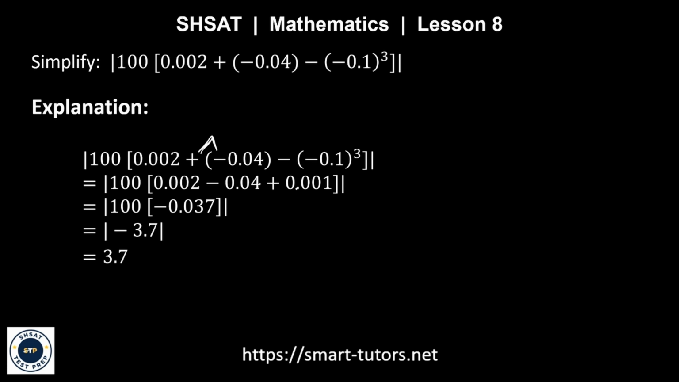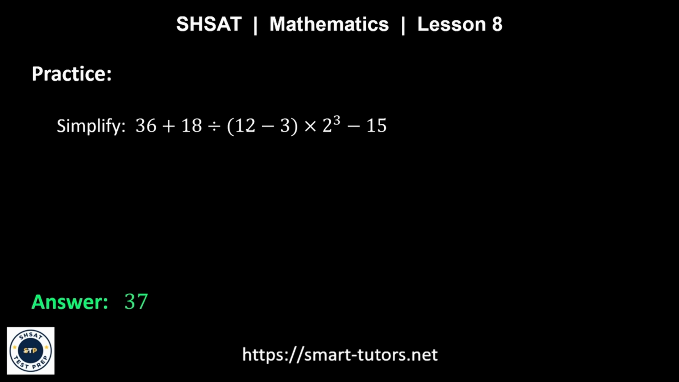So you would do the subtraction and addition, and you would get -0.037, and then you have the 100 outside, so you can multiply that and just bring the decimal to the right twice. So you have 3.7, and now you have -3.7, and because it's inside the absolute value, it just becomes positive 3.7.